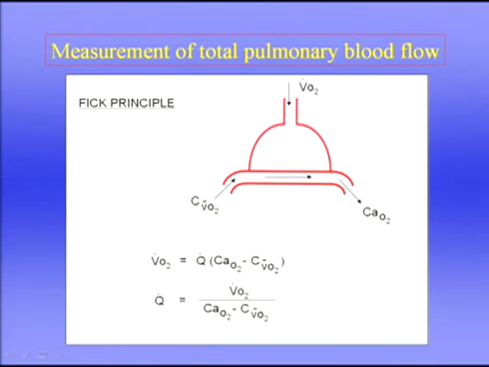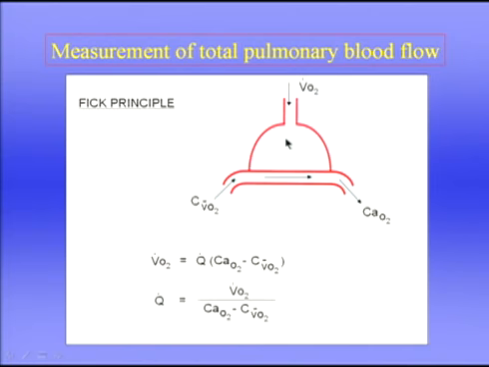And what the Fick principle says is that the volume of oxygen, and here we're using these symbols that we talked about a little bit ago, just to clarify again, the volume with a dot over it means volume per unit time. So this is the oxygen consumption measured at the mouth.